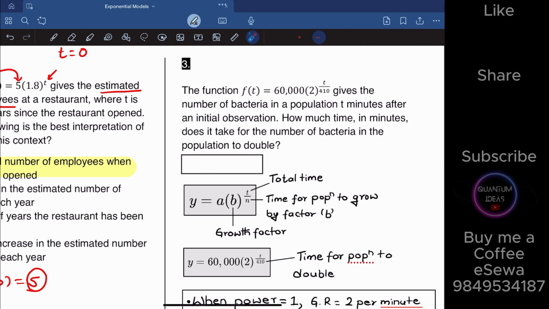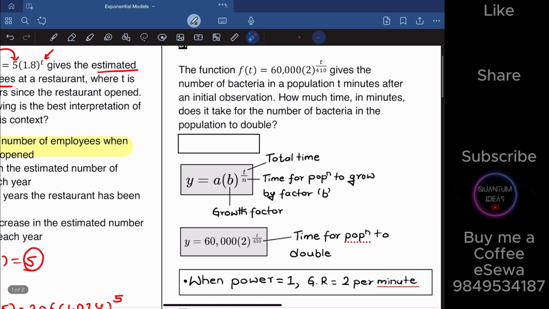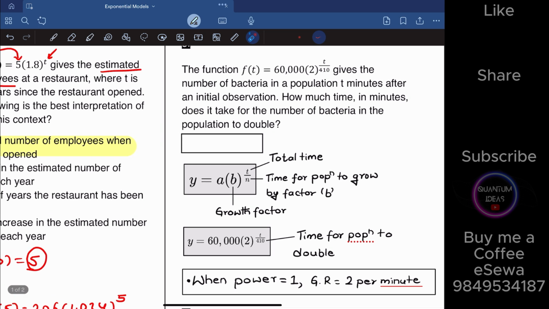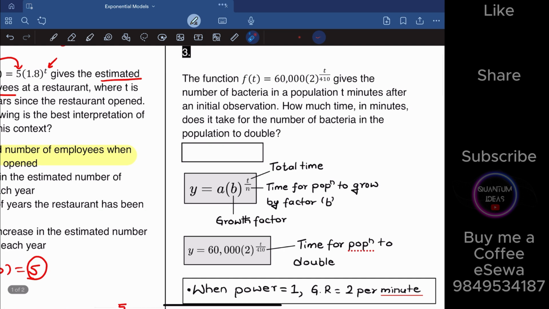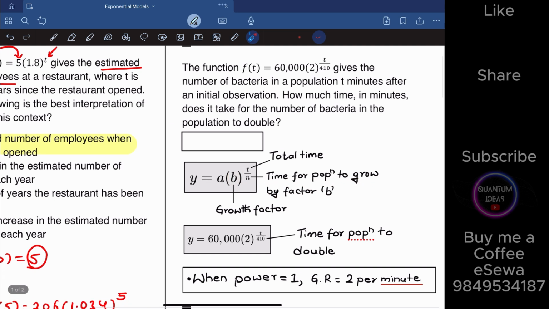So this is actually an exponential growth involving 2 as a growth factor. Okay, so in this case, let me first show you how we write the equation. Basically this kind of equation is represented as y equals a times b to the power t over n. So a is the initial value, b is called the growth factor, and t is the total time passed, or elapsed. And n is the time for the population to grow by factor b. Okay, so it is time taken.